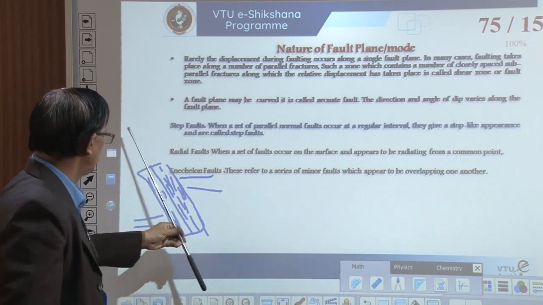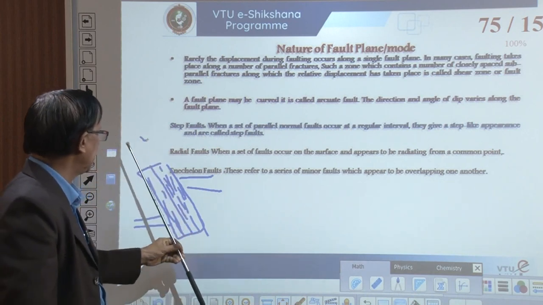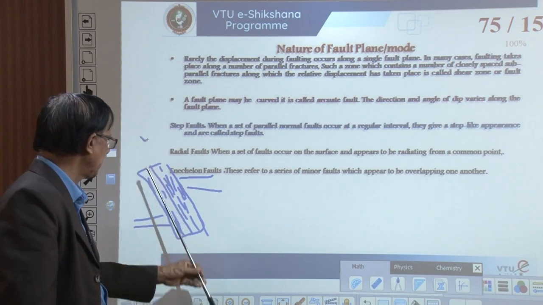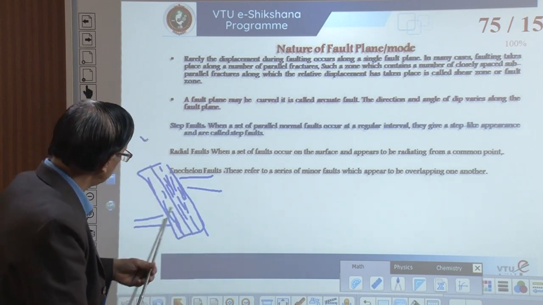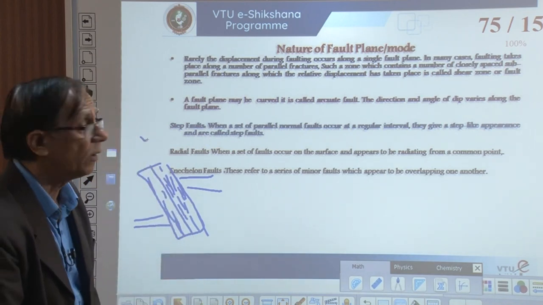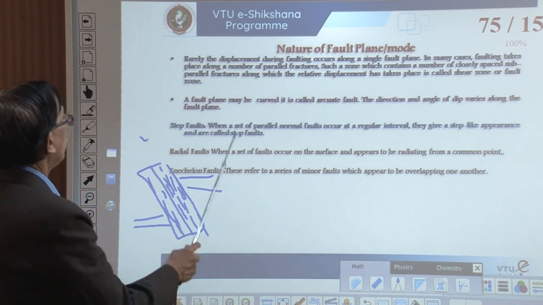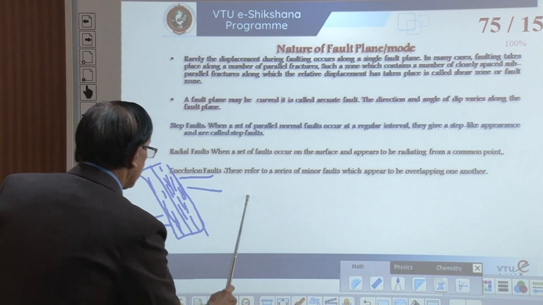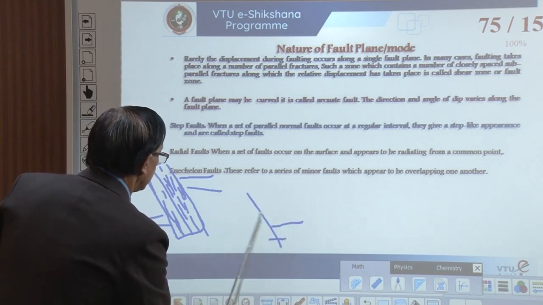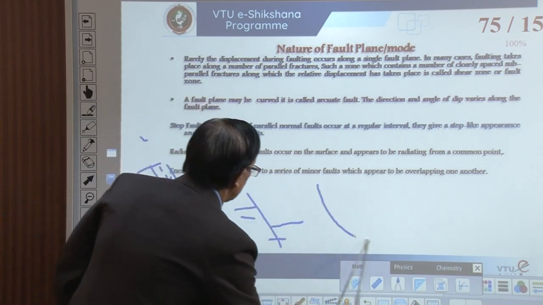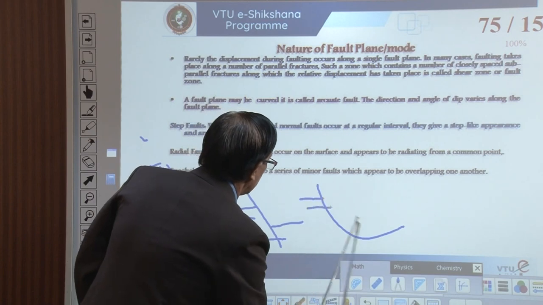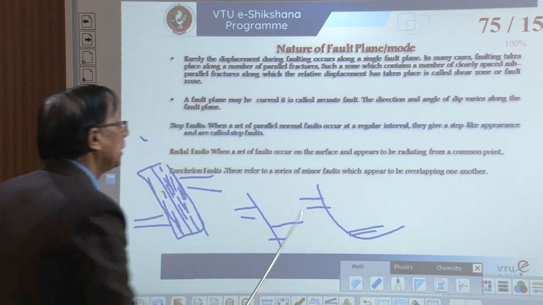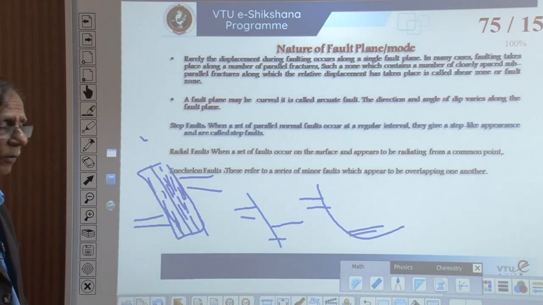Displacement has taken place relative to each other along a particular zone where several cracks are there, all parallel to each other. We can call this a fault zone. A fault plane may often be curved. So far I have discussed it like this, but often this may be curved. And then we can call this a curved fault or arcuate fault.